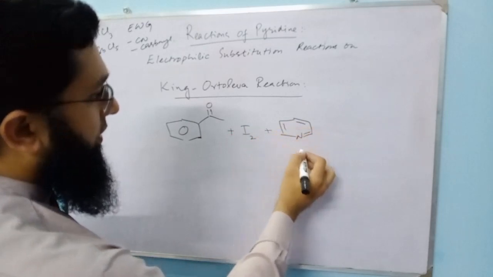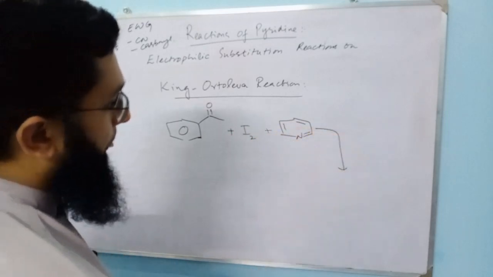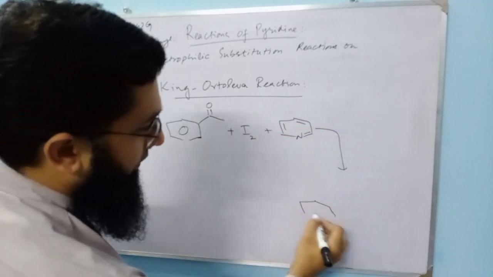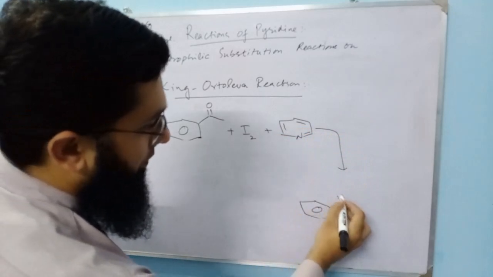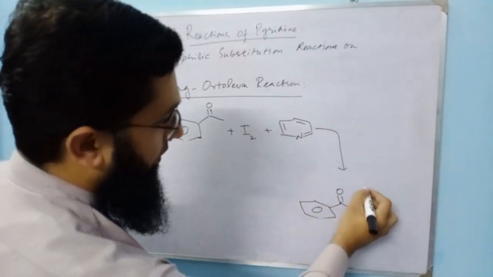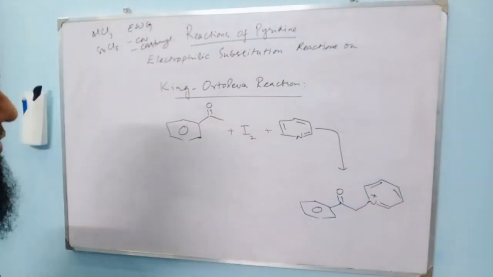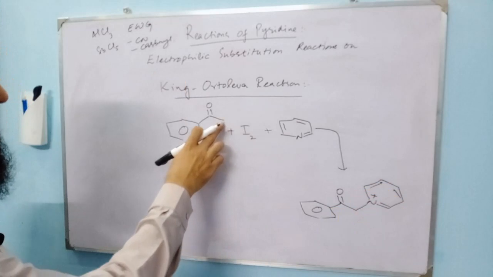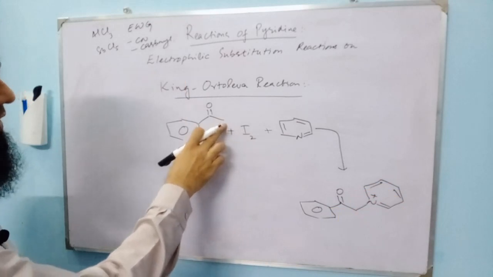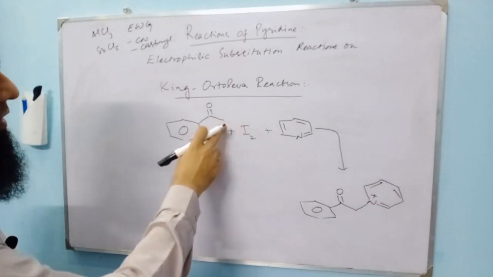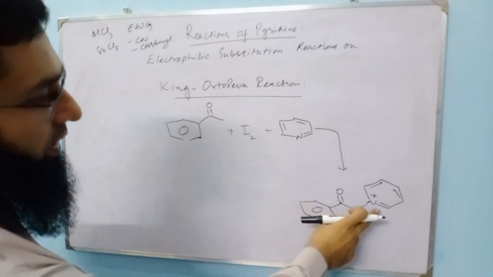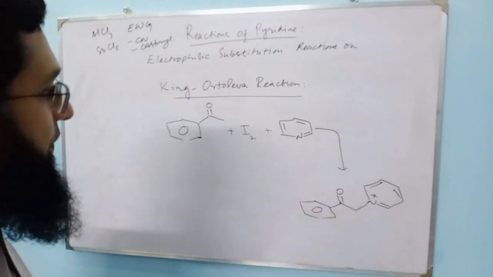and as a result of this reaction we get this type of compound. This is possibly formed because first alpha iodination takes place here, and then pyridine replaces the iodine, and as a result we get this compound.